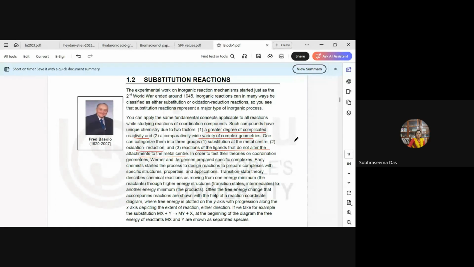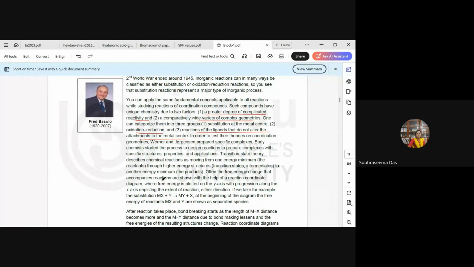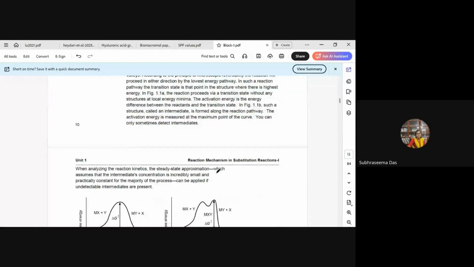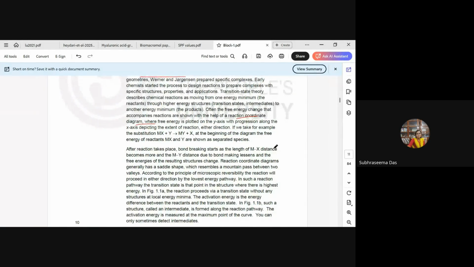We know that these different energy levels are represented by energy diagrams. The free energy change that accompanies the reactions is shown with the help of a reaction coordinate diagram. Here in figure 1b is the energy profile diagram that we know from general chemistry. If we take for example a substitution reaction, MX plus Y, the reactants, undergo substitution to form the product, MY plus X.